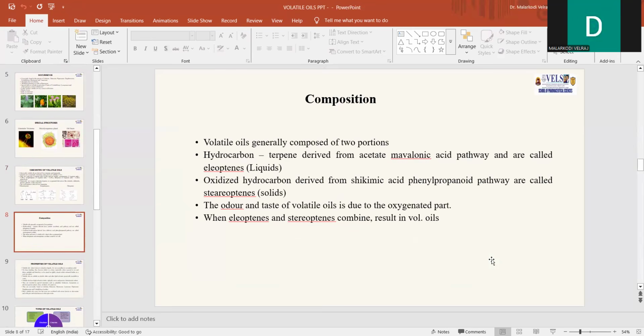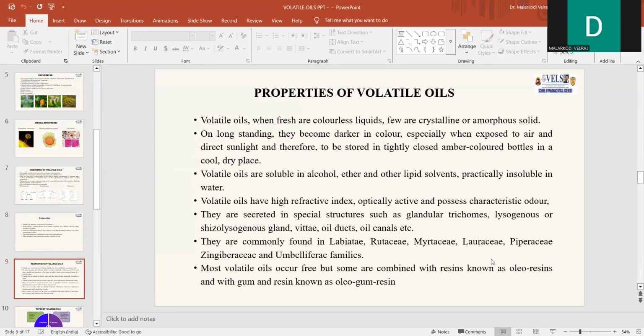Composition of volatile oils. Volatile oils are generally composed of two portions, a hydrocarbon portion and an oxidized hydrocarbon. The hydrocarbon portion is a terpene derivative which is derived from the acetate mevalonic acid pathway and is called eleoptene, and mostly occurs in the form of liquids. Oxidized hydrocarbons are derived from the shikimic acid phenylpropanoid pathway and are called stereoptenes, generally occurring in the form of solids. The odor and taste of volatile oils is due to the oxygenated part. When eleoptenes and stereoptenes combine, they result in the formation of the volatile oils.